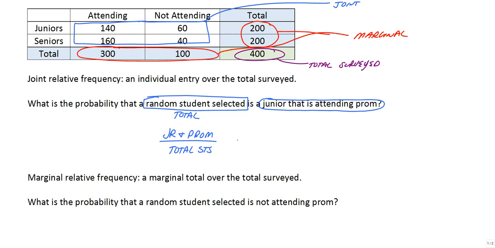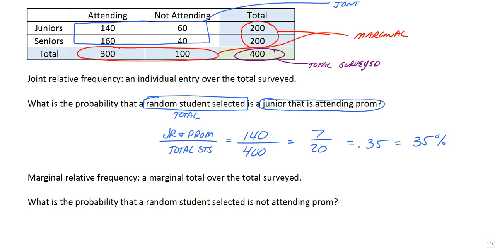So junior and prom would be 140. And there's a total of 400 students. And of course that would reduce to 7 over 20, which is 0.35 or 35%. Okay, so 35% of the students will be juniors going to prom.